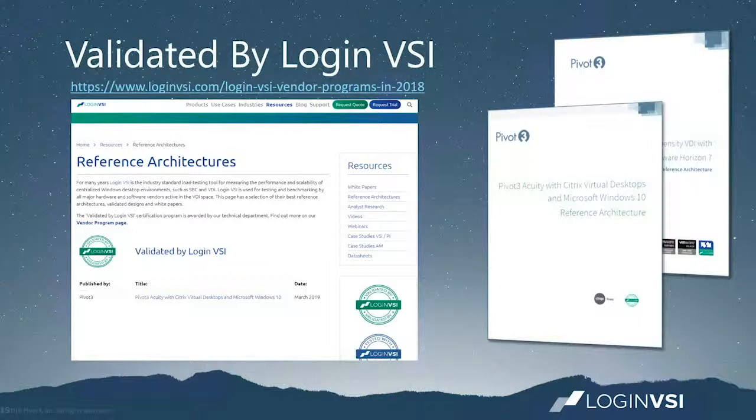And in this case, Pivot3 worked closely with Login VSI to validate their reference architecture and work with us to make sure that this is a trusted reference architecture that can be used in any sales process. And Login VSI stands behind the results of this test. And again, we work closely with Pivot3 in all of the testing that was done. You can find these reference architectures on our website or on Pivot3's website. You just go to resources on Login VSI and look for the link to Pivot3. This is the latest reference architecture we published, and it falls under the strict guidelines of validated by.